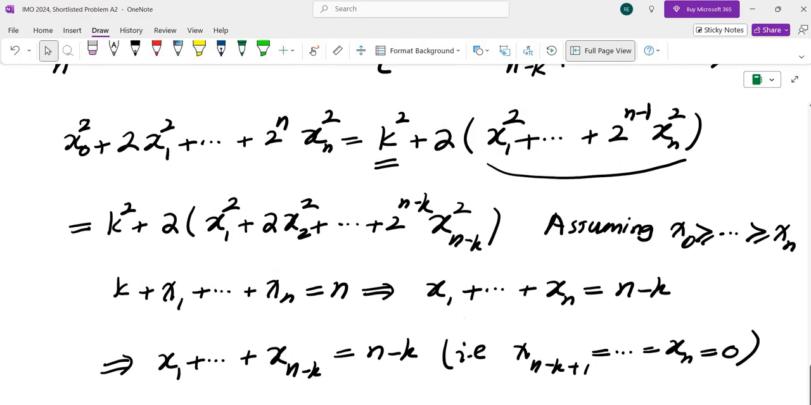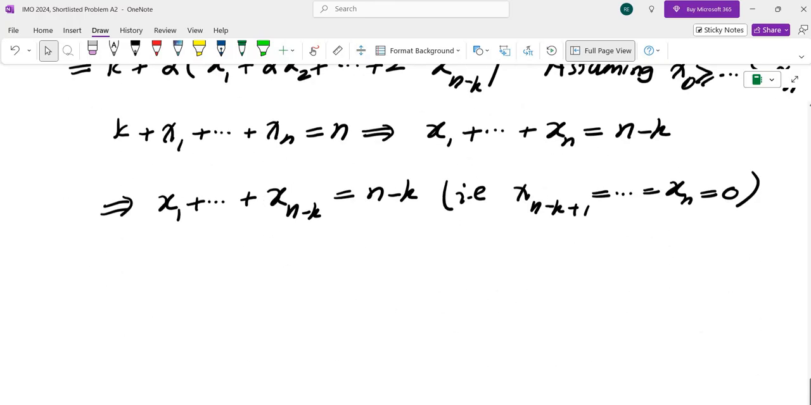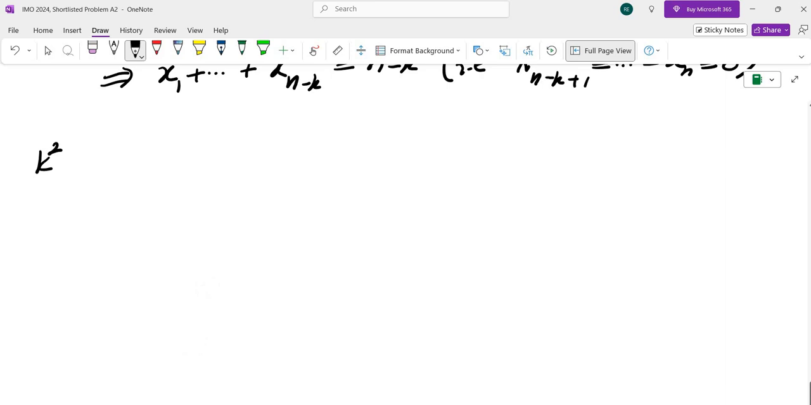Okay, so what does that mean? It means if I want to find the value for n, I have to take the values for 1 through n and put them into this formula and then compare these. These are only n values, so it can be done. Now notice that we have a claim for our a_k, so we can just plug it in and see what we get. So let's evaluate k squared plus twice a_(n-k).